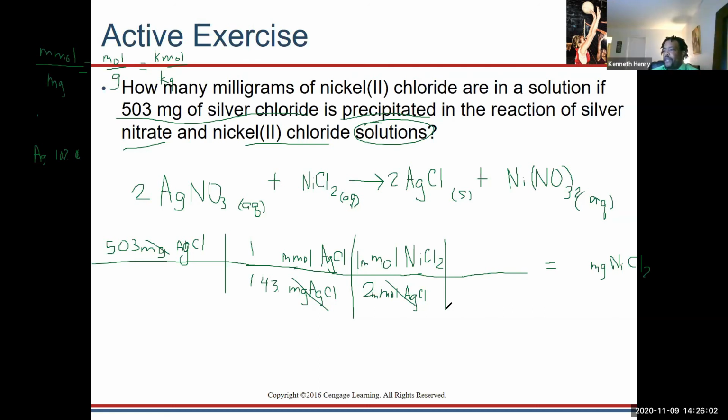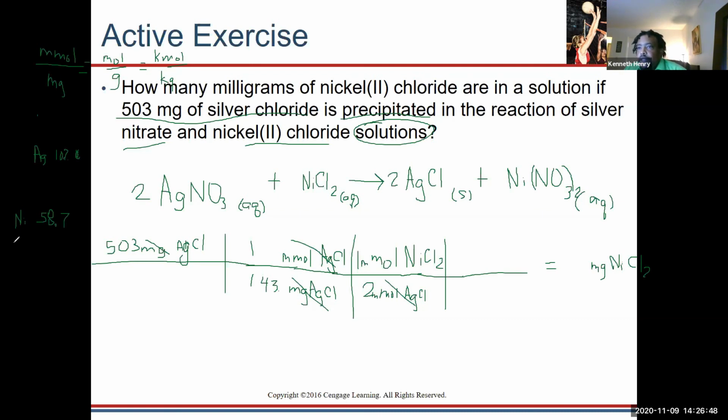Okay, so that gets rid of my millimoles of silver chloride. So now I have moles of nickel chloride. What do I need to do next? How do I get to milligrams? We need our grams per mole for the nickel chloride. So we know that nickel weighs what, 50 something? 58.693. So 58.7 would be okay.